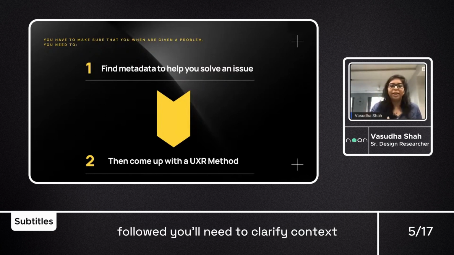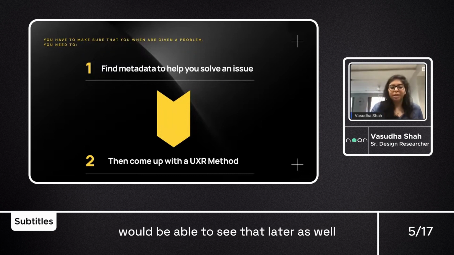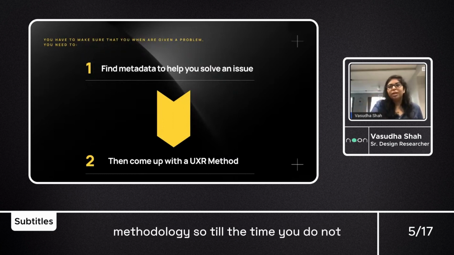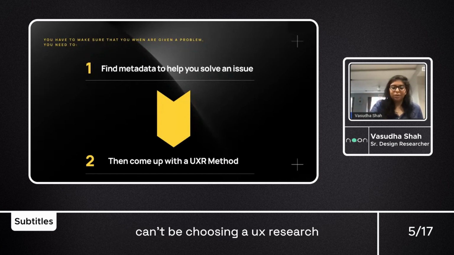You need to clarify context by asking them multiple questions. This is followed by a lot of examples, so you would be able to see that later as well. Then come up with a UX research methodology. Till the time you do not have a very clear goal as to what exactly you want to pursue, till then you can't be choosing a UX research methodology.